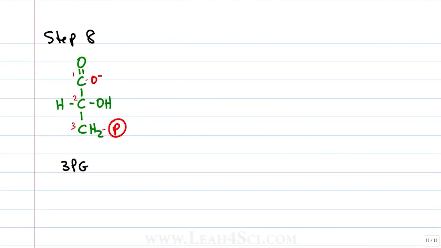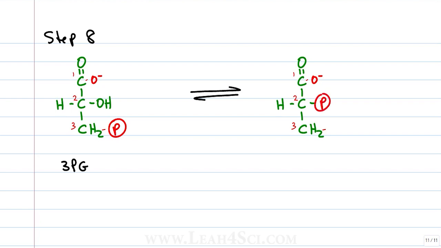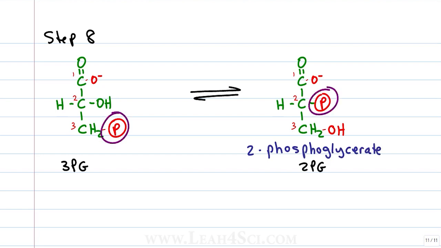Now that we have a more stable molecule with just one phosphate group on 3PG, we want to convert it into a form that is closer to pyruvate, our ultimate goal, which is exactly what we do in step 8. The phosphate group ends up on carbon number 2, and carbon number 3 gets an OH, forming 2-phosphoglycerate, or 2PG. Take a look at what happened here. We had a phosphate on 3. We got a phosphate on 2. We had an alcohol on 2. We got an alcohol on 3.